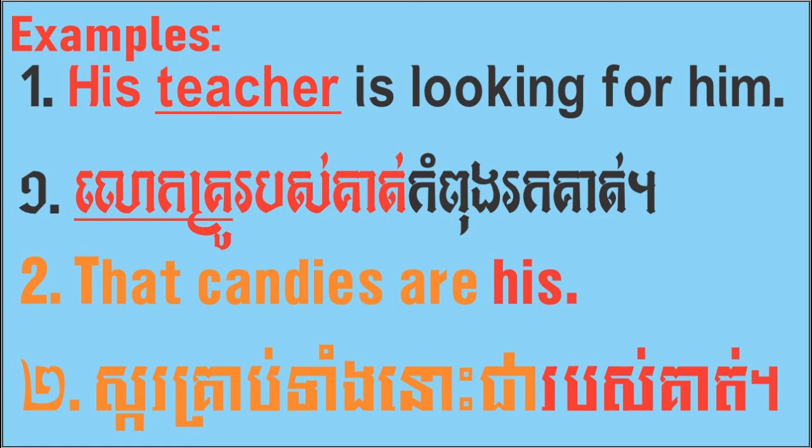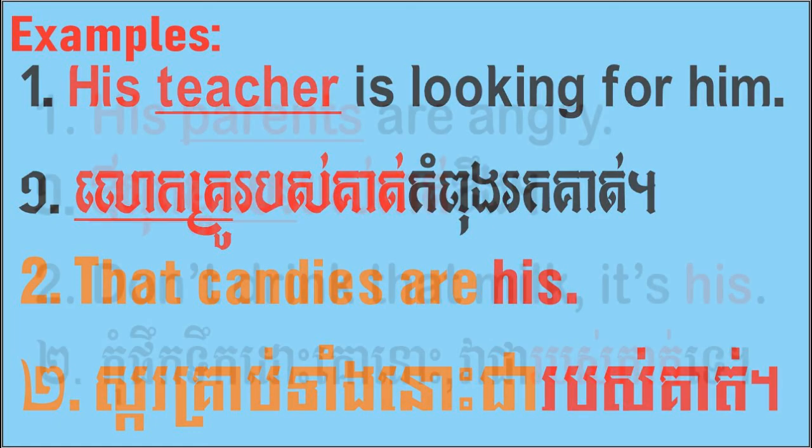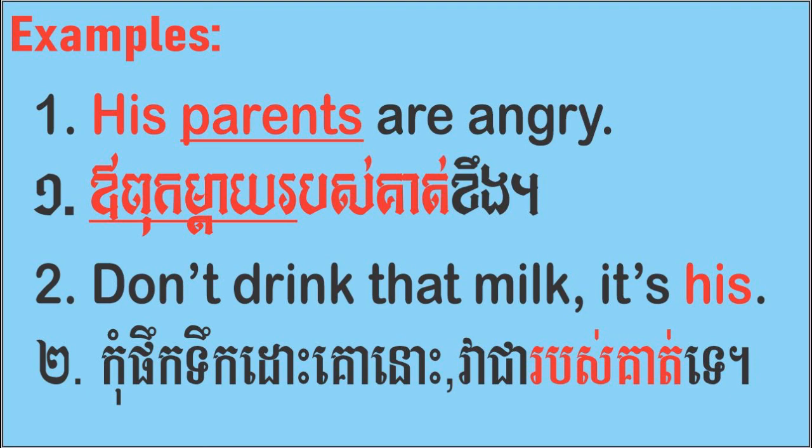Okay, let's go to the next page, please. Example: His parents are angry. Okay? Parents means father and mother, because parent has the S at the end. There are two persons, their parents, mother and father.